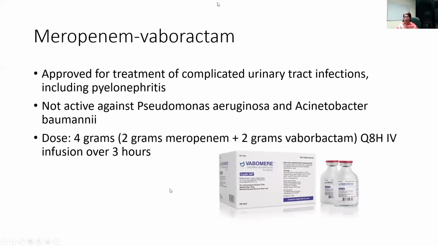So, meropenem-vaborbactam is a combination of meropenem with a beta-lactamase inhibitor. It is approved for the treatment of complicated urinary tract infections, including pyelonephritis, and it is not active against Pseudomonas aeruginosa and Acinetobacter.